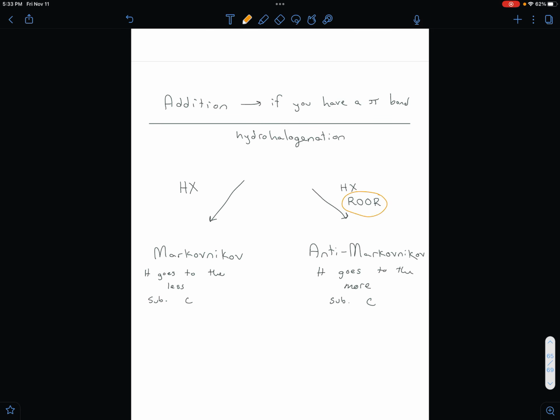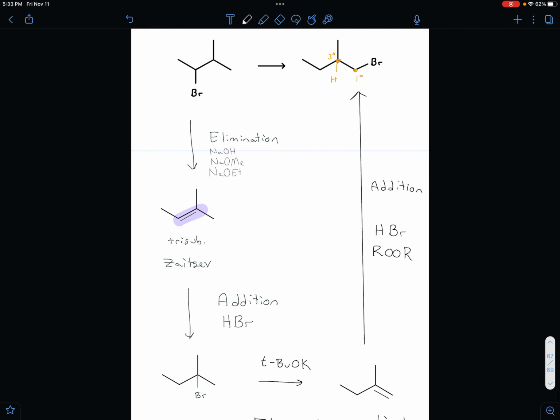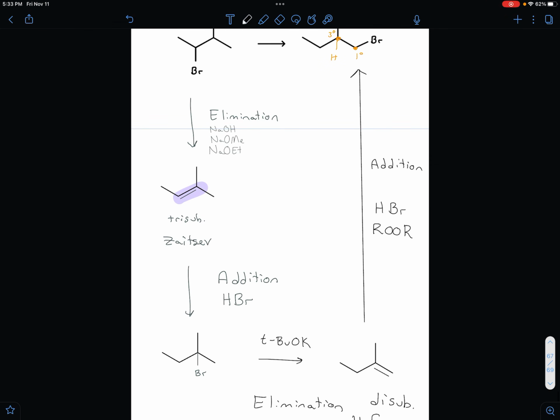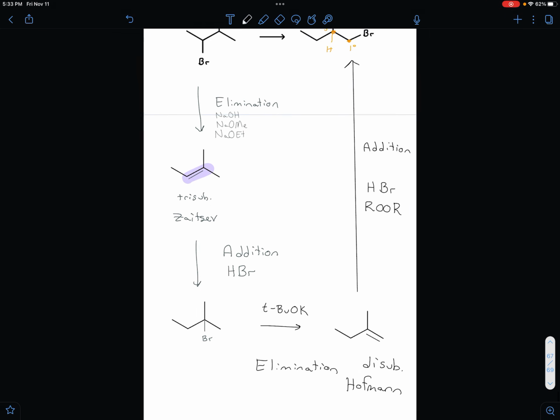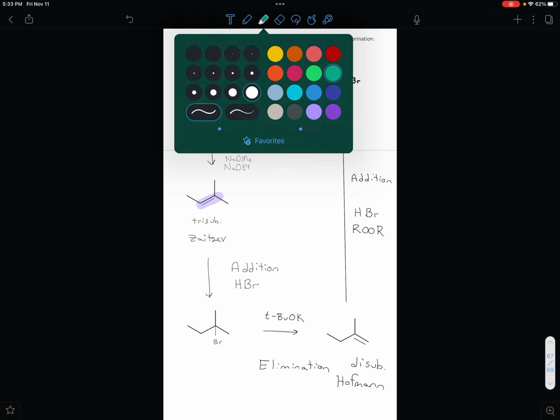So if you want to do the anti-Markovnikov addition, you have to add peroxides. It changes the mechanism. So you would add peroxides. You could use a generic peroxide like I'm using here, ROOR, or if you want, you can use hydrogen peroxide, H2O2, whatever you want. But that makes sure that you get that anti-Markovnikov addition. And you've arrived at your product.